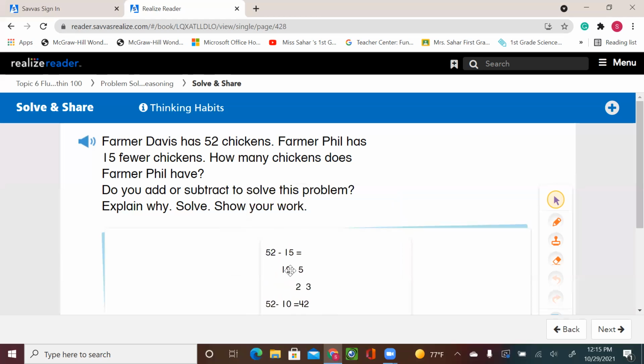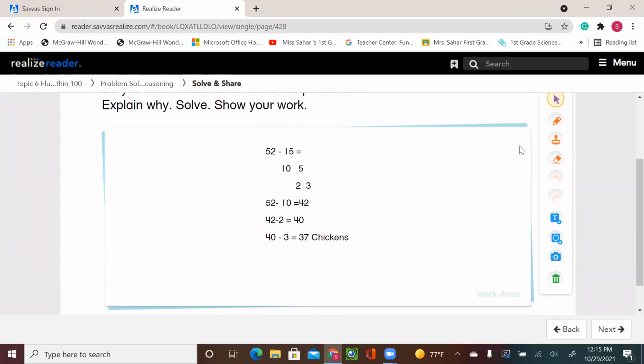Okay. We have to explain and we have to show our answer. So let's show that we broke the 15 into 10 and 5. And then I broke apart 5 into 2 and 3. And I subtract 52 minus 10. I get 42. And then the 42, I minus first 2, get 40. Then I took away 3. So that's my answer, 37.